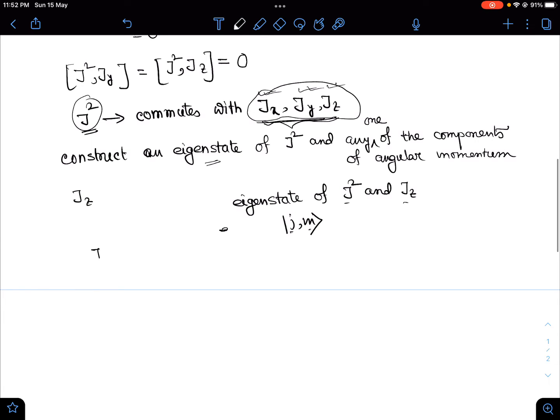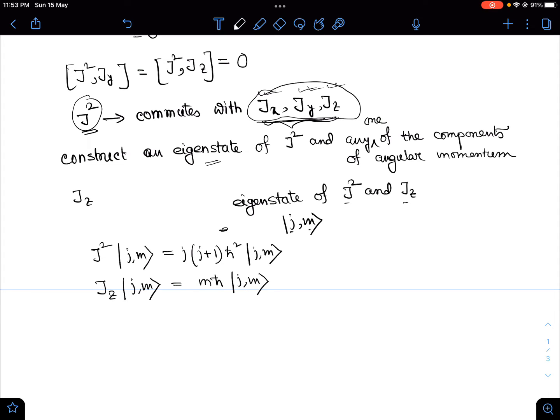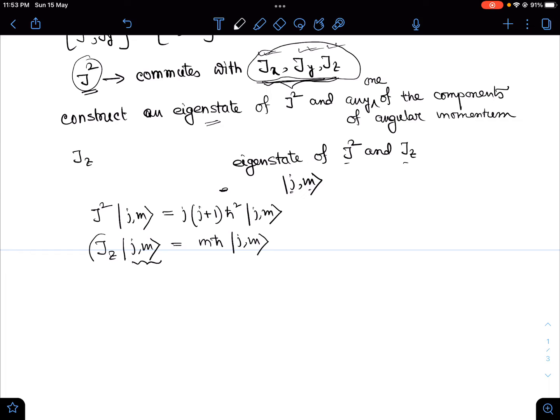So it is given as J squared |jm⟩ equals j(j+1)ħ² |jm⟩, and Jz, if it is operated on |jm⟩, will give us mħ |jm⟩. So this is an eigenstate of both J squared and Jz. And what are the eigenvalues? For J squared we have this eigenvalue, and for Jz we have this eigenvalue.